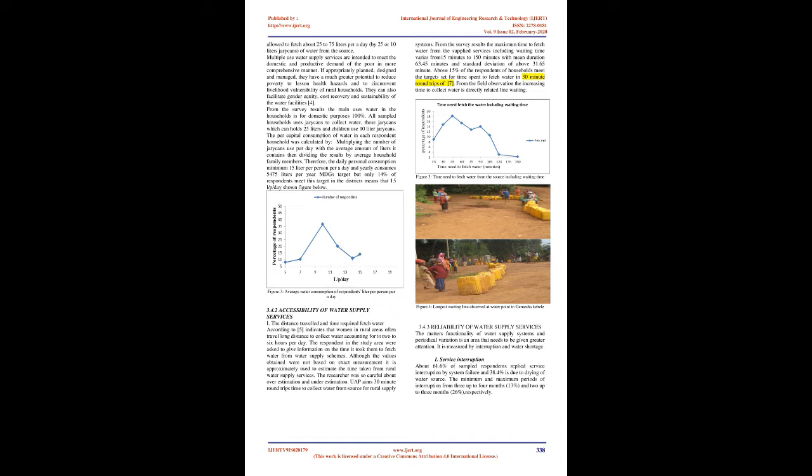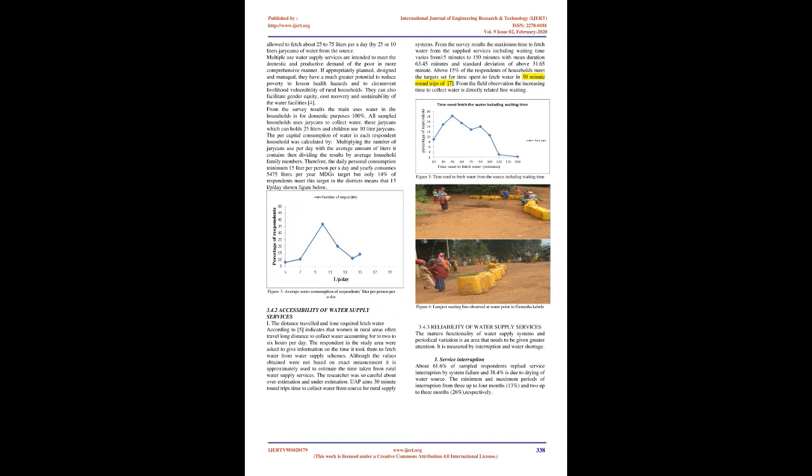From the survey results, most households were allowed to fetch about 25 to 75 liters per day, by 25 or 10 liter jerry cans, of water from the source. Multiple-use water supply services are intended to meet the domestic and productive demand of the poor in a more comprehensive manner. If appropriately planned, designed, and managed, they have much greater potential to reduce poverty, to lessen health hazards, and to circumvent livelihood vulnerability of rural households. They can also facilitate gender equity, cost recovery, and sustainability of the water facilities.